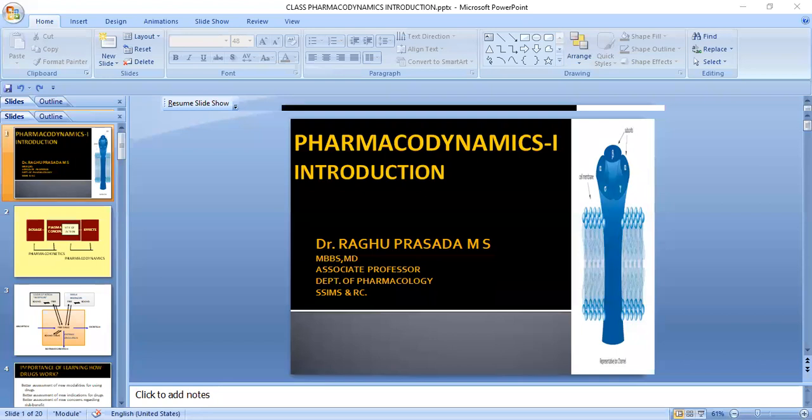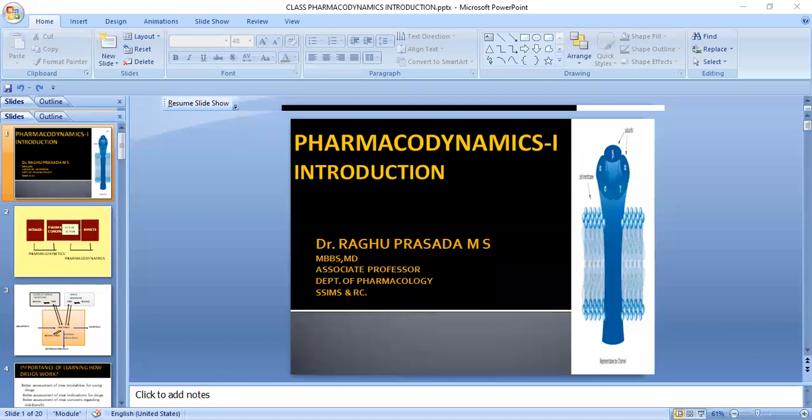So there are many other concepts which will tell more about this, but this is the straightforward concept. As the concentration of the ligand or the drug or the biological amine goes on increasing, the percentage bound to the receptor will go on increasing, and the response to this drug will go on increasing. This is the straightforward concept.